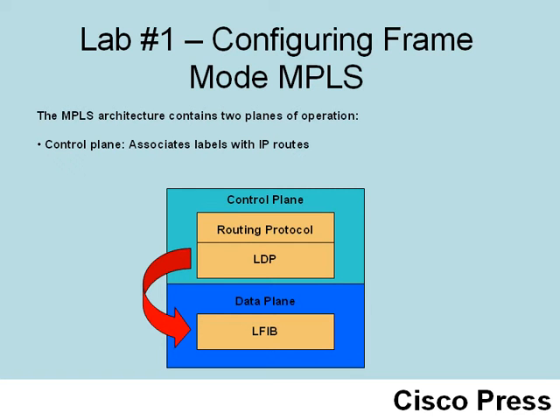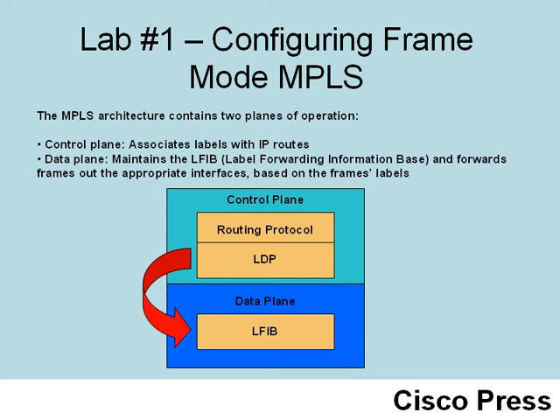You may have heard of CEF, Cisco Express Forwarding, which maintains a couple of tables: an adjacency table with layer 2 information, and a FIB, a forwarding information base with layer 3 forwarding information. Well, this LFIB is very similar to a CEF FIB table. In fact, CEF is going to be required in order to use MPLS. This LFIB resides at the data plane, and the data plane maintains this LFIB and forwards frames out of appropriate interfaces based on the labels contained inside of those frames.